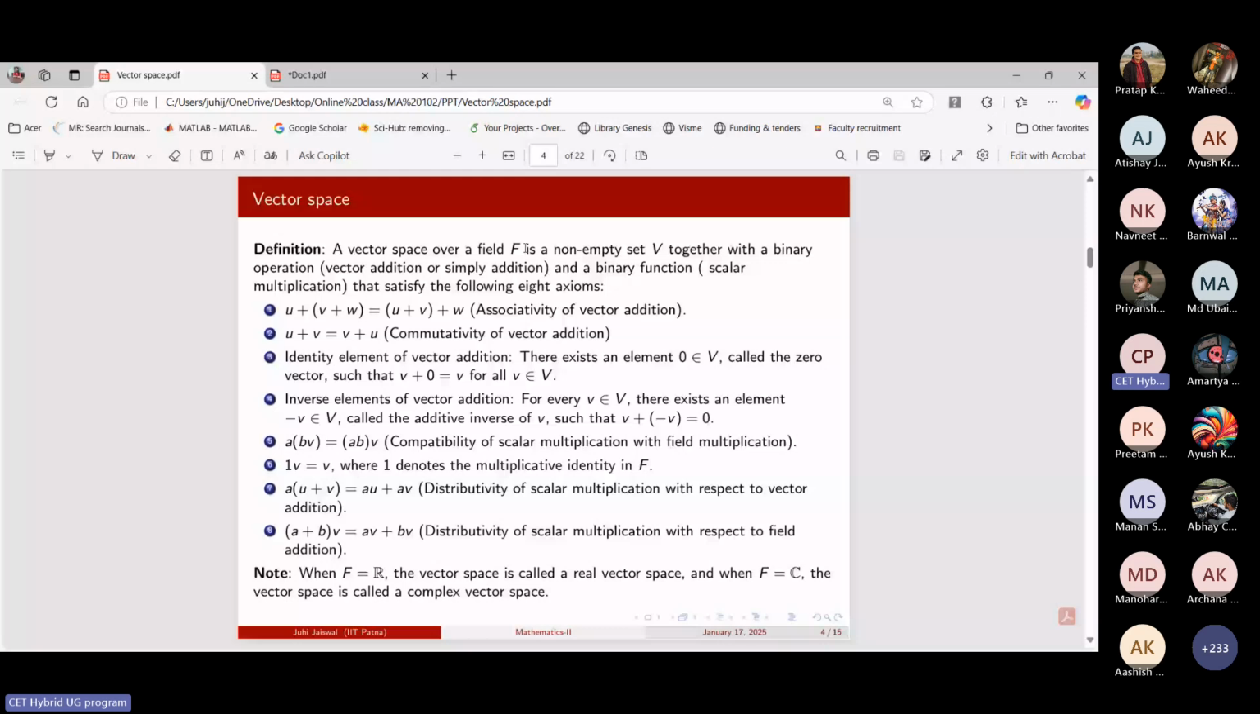Now, anyone have any doubt in these 8 properties? Otherwise, we will go with examples. You may continue, ma'am. Okay. So let us first verify.